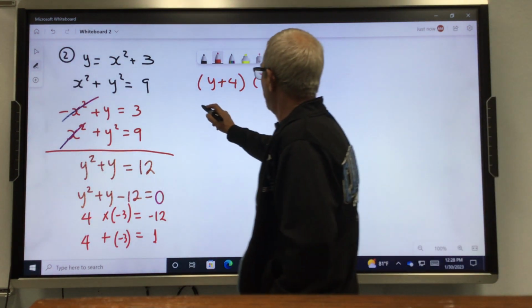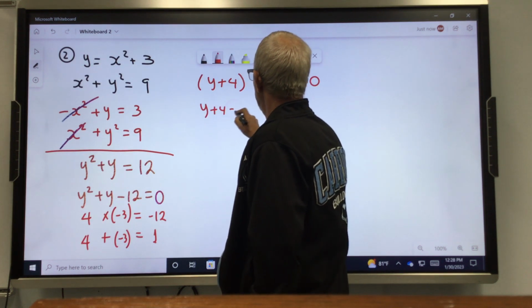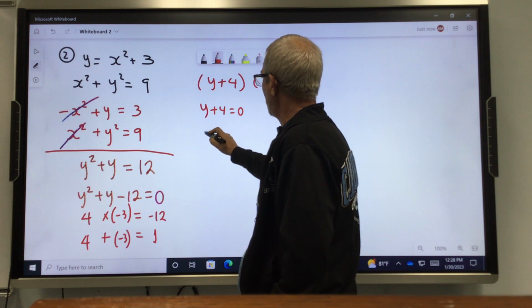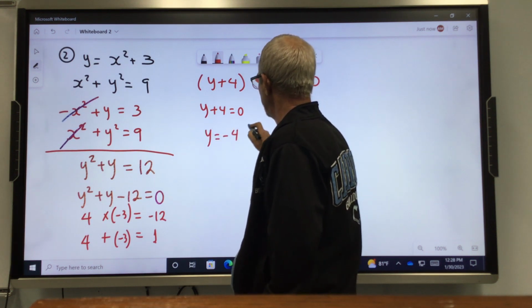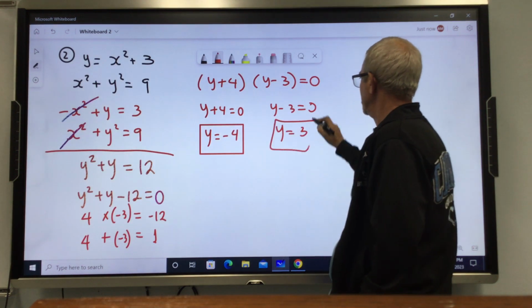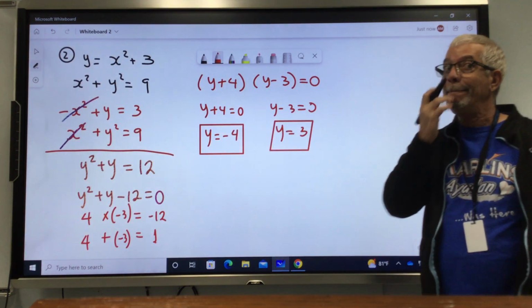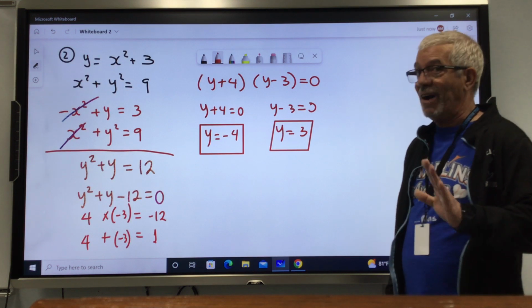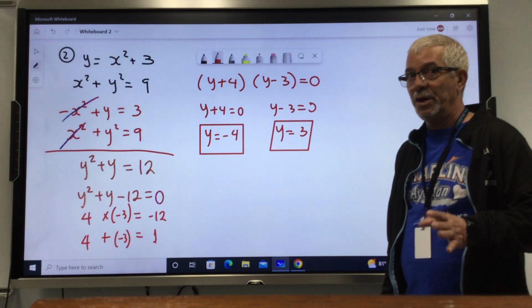Then y plus 4 equals 0 and y minus 3 equals 0. Subtracting from both sides, y is equal to negative 4 and y is equal to 3. Now, this is the value of y. We need to find the value of x.